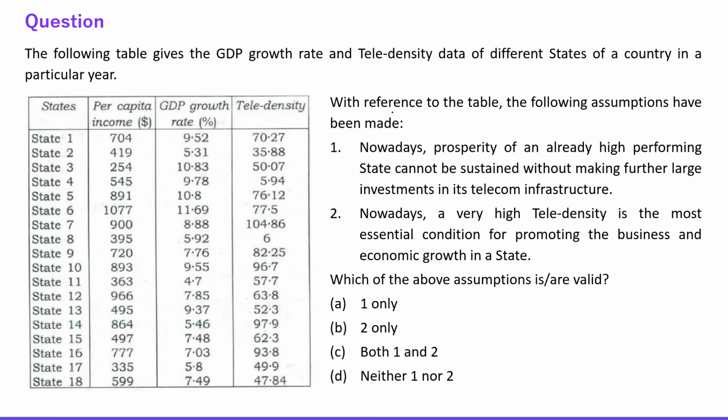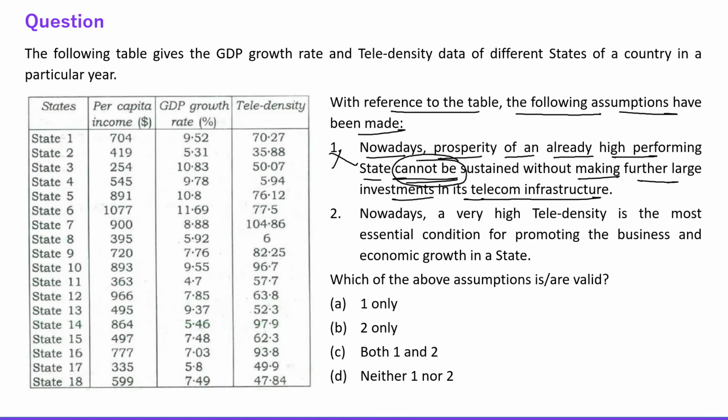Next question is, with reference to the table, the following assumptions have been made. First is, nowadays, prosperity of an already high performing state cannot be sustained without making further large investment in tele infrastructure. No, it is not so. Cannot is a very heavy word. For every state, it is not true, right? And the second is, nowadays a very high tele density is the most essential. In fact, this is not the most essential, because it is not true for every state.